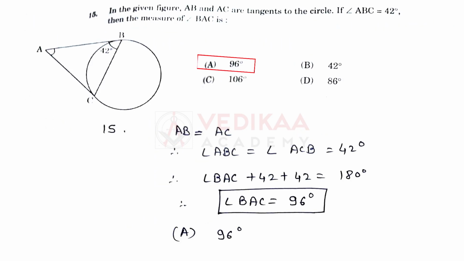Question number 15. You have to calculate the measure of angle BAC. Now we know that from an external point, if two tangents are drawn to the circle, their lengths are equal. So from this AB is equal to AC. Now this triangle ABC becomes an isosceles triangle. Therefore, angle ABC is equal to angle ACB is equal to 42 degrees. Now, from the angle sum property of the triangle, you can easily calculate the value of angle BAC, which is coming out to be 96 degrees. So the correct option is A, 96 degrees.